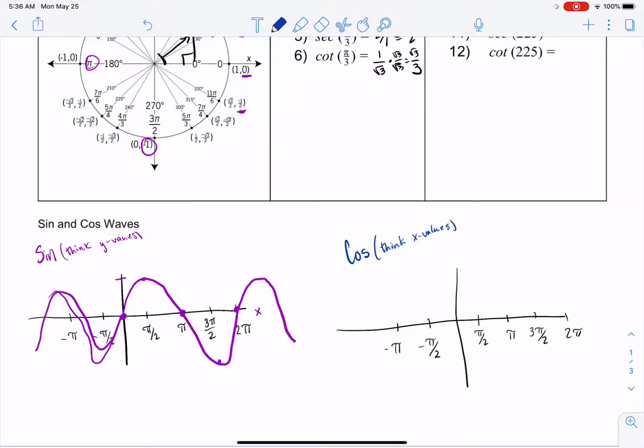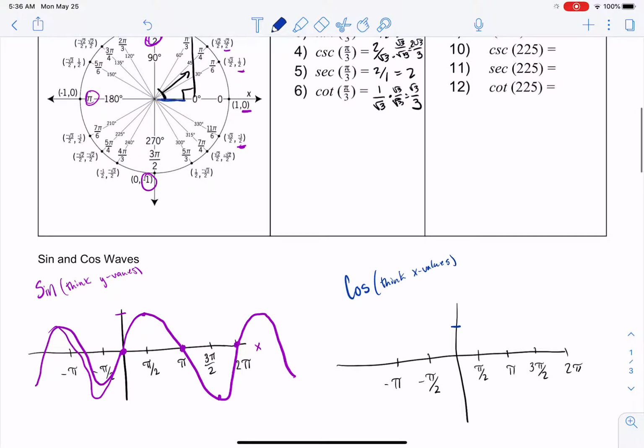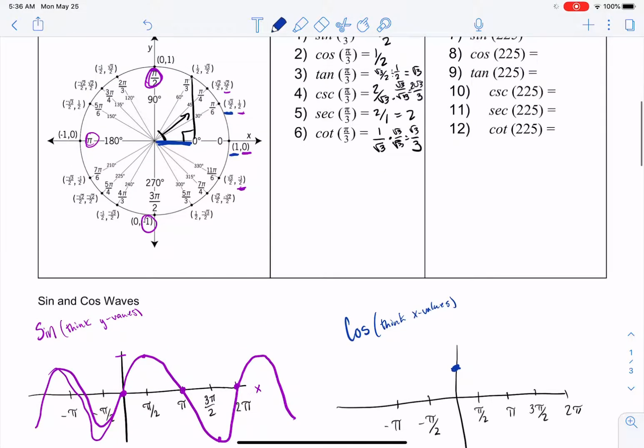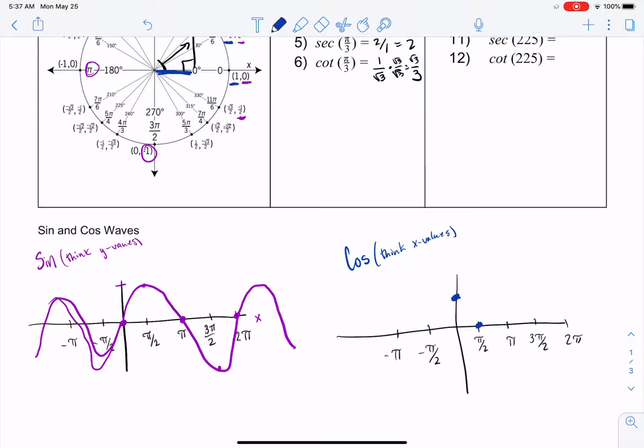Okay, let's do cosine and see if this makes sense. All right, so now we're talking about our x values, right? We're talking about our adjacent values here. So when we think about our adjacent side, we're thinking about our x values. So when we think about this in our ordered pair, we're looking at our x values here. So at 0, we're actually starting at 1 for cosine. And then when we get to pi over 2, which is 90 degrees, now we're at 0. And then when we go to pi, we're at -1.